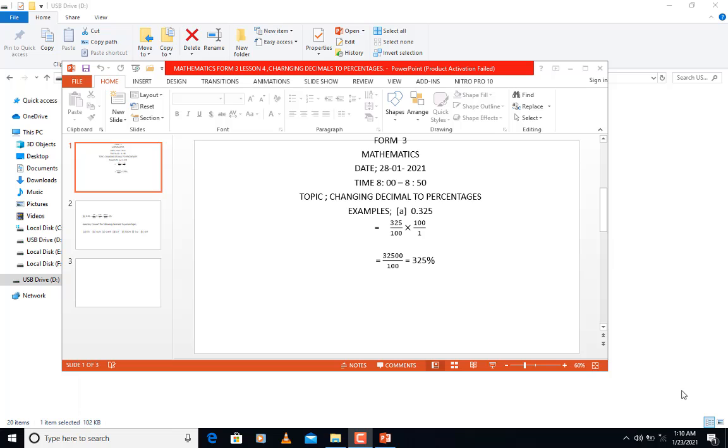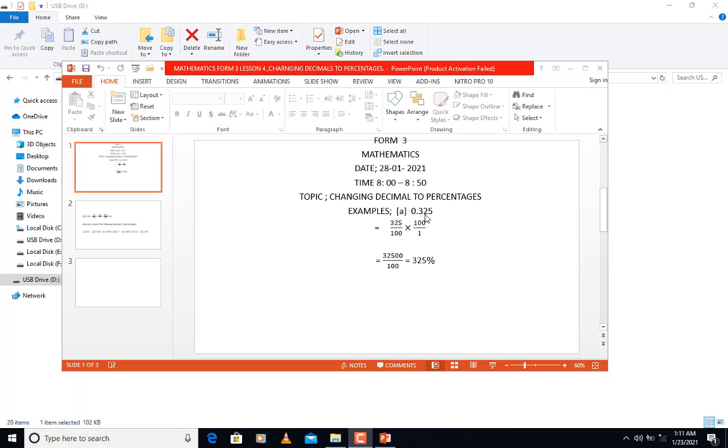How do we change a decimal to a fraction? If you are still facing problems in changing decimals to a fraction, let me quickly explain how to do it. How do we change 0.325 to a fraction? You count the number of digits after the point. You can see this is my point. So it's 1, 2, 3. So it means your fraction is going to be over 1,000.